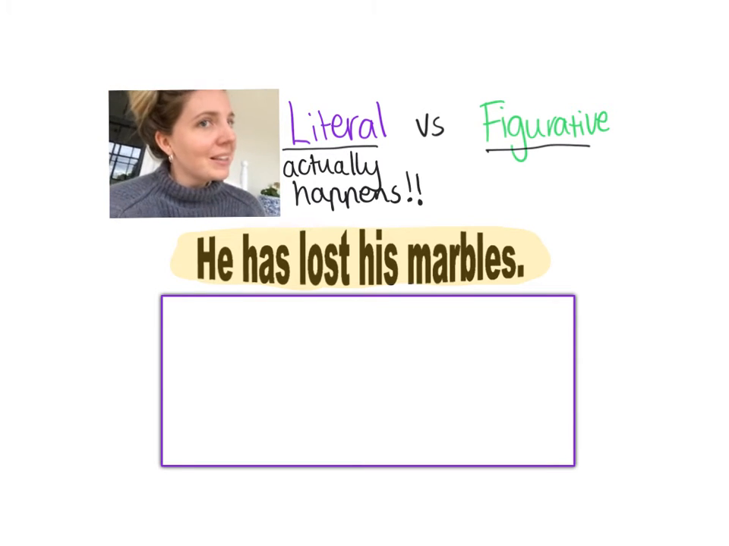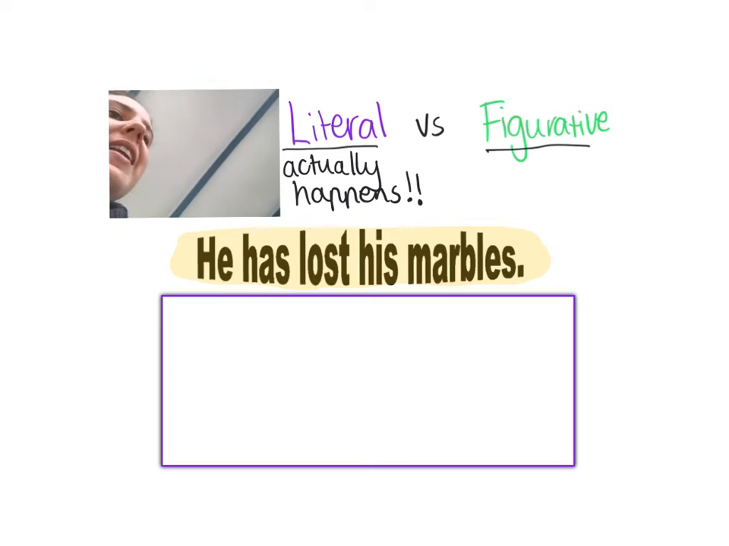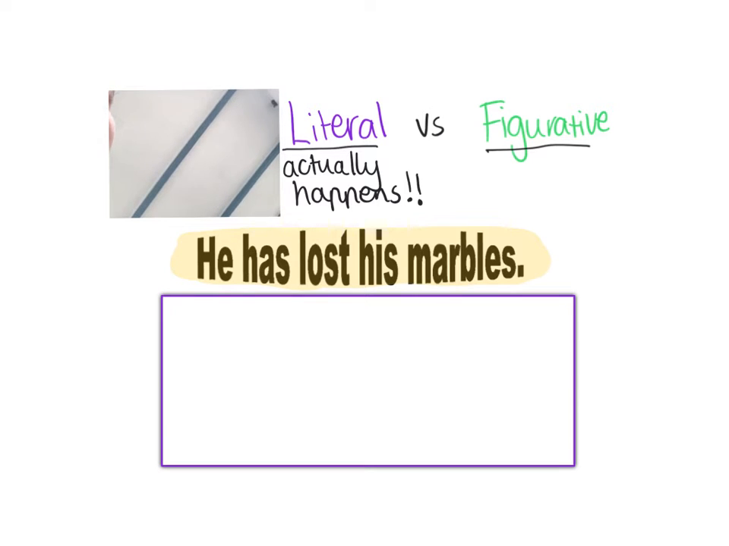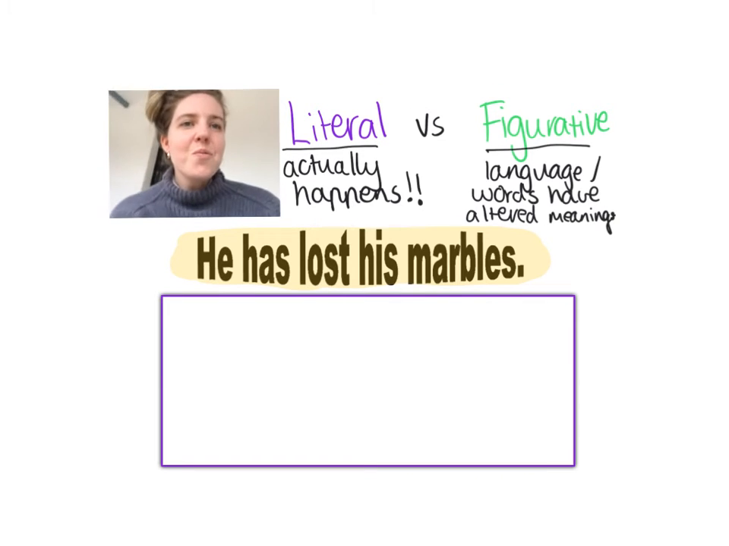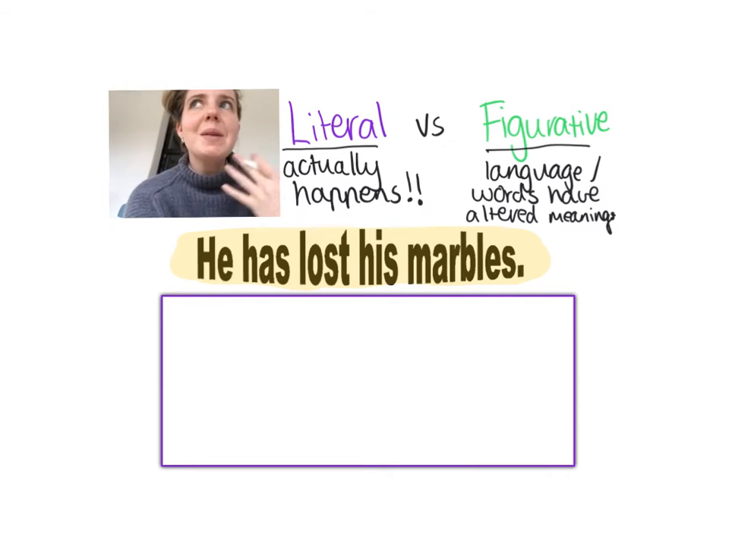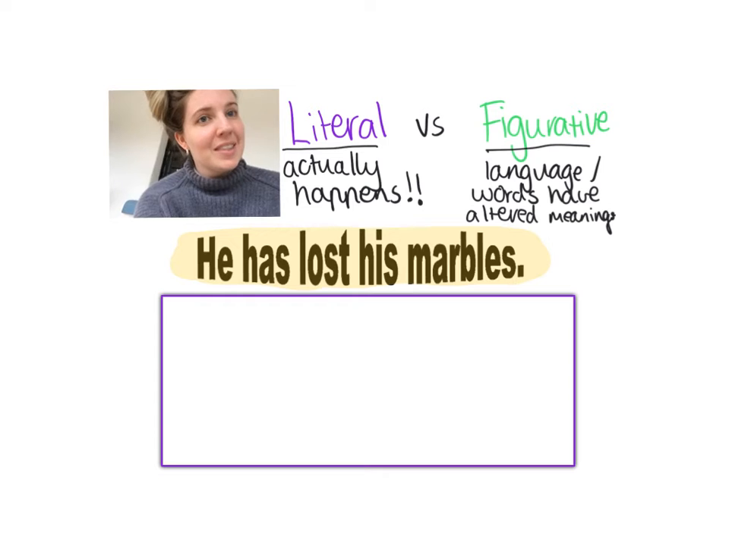Figurative is completely different. So that's when language and words have altered, which means different, meanings. Okay? So it basically means words can imply different things depending on the way that they're used.